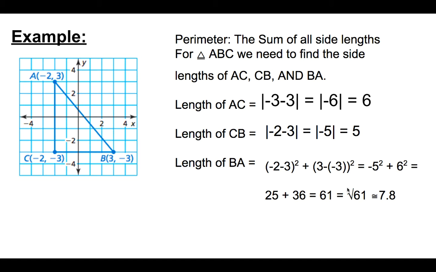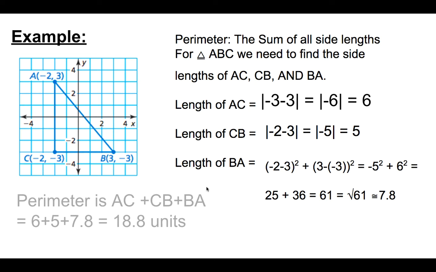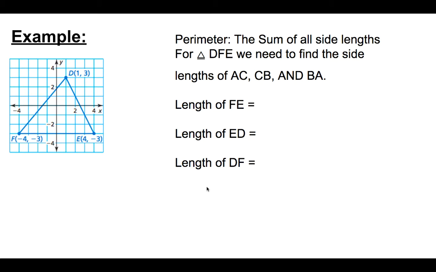And then again, I want to find the perimeter. So I'm going to take these 3 values and add them together. And that's going to give me 18.8 units approximately. Go ahead and we're going to find the perimeter of DFE.